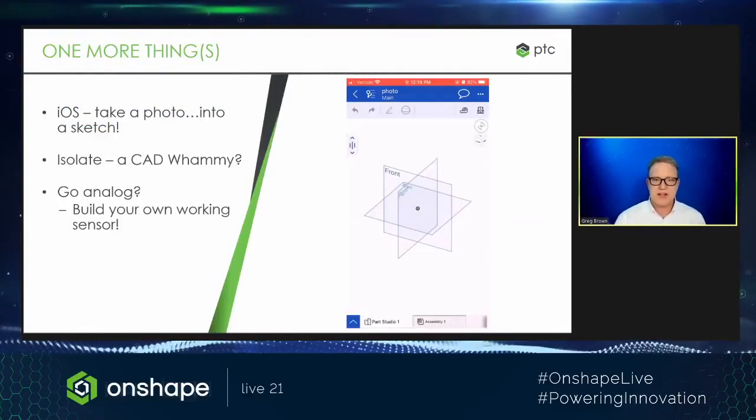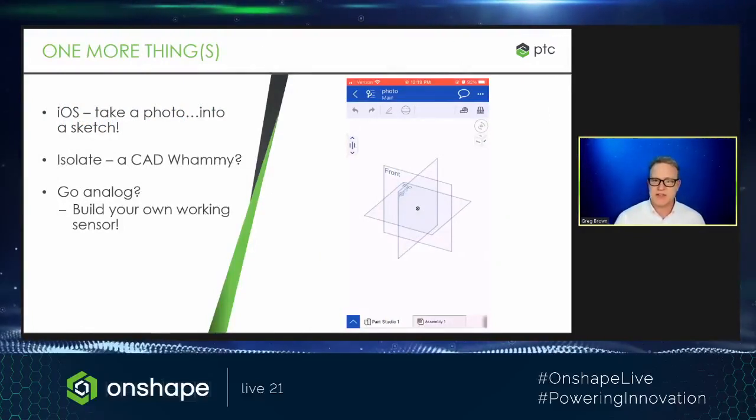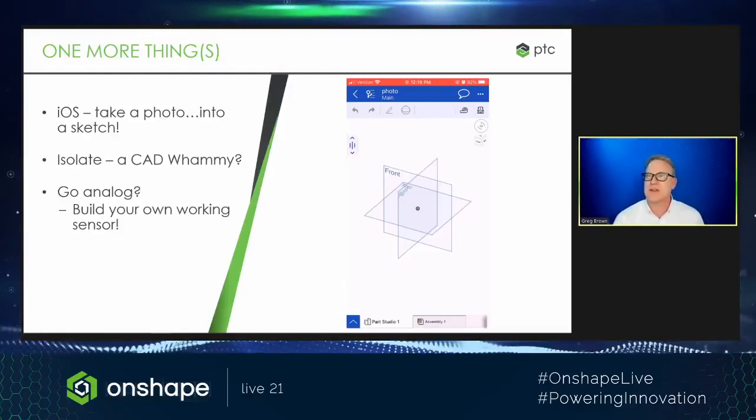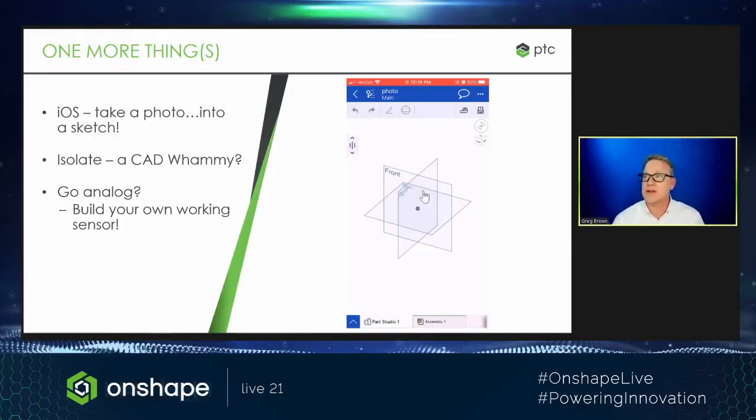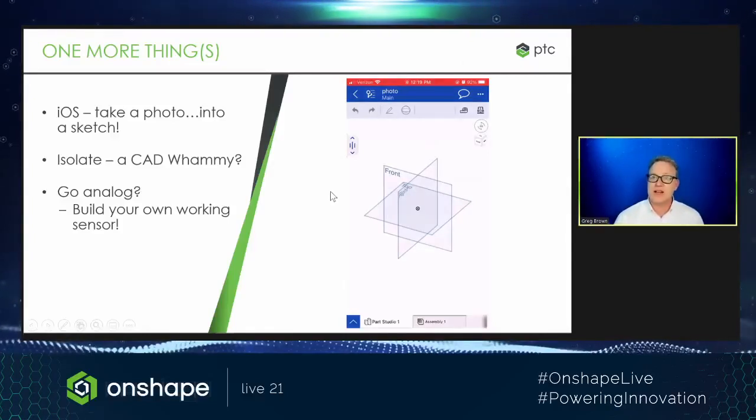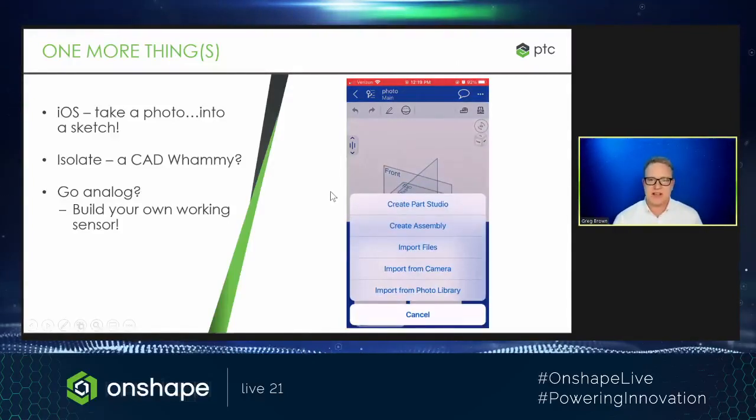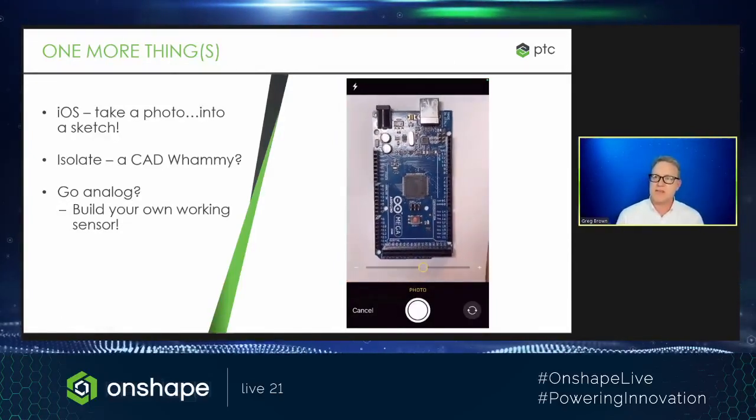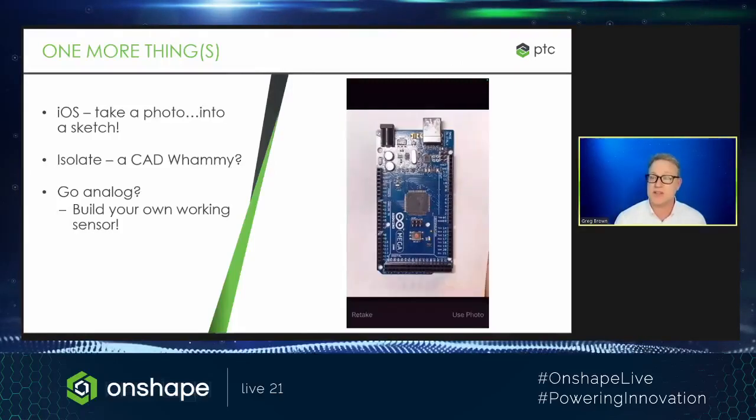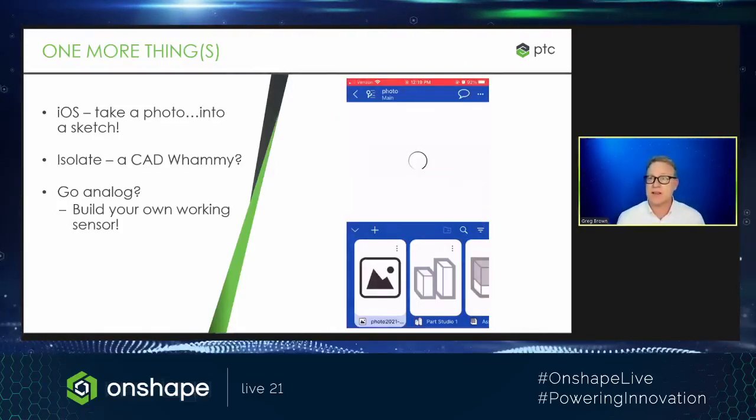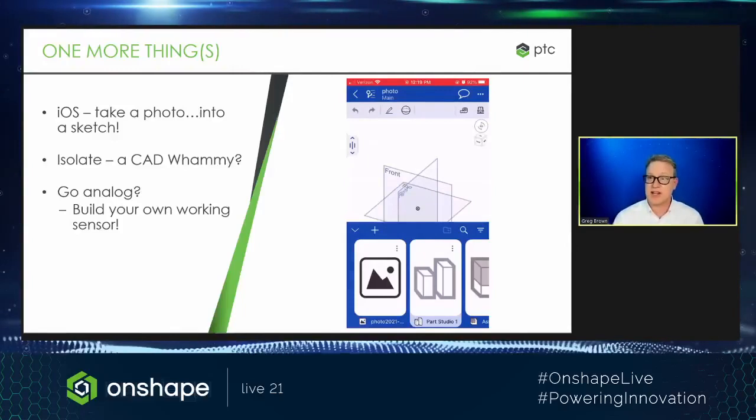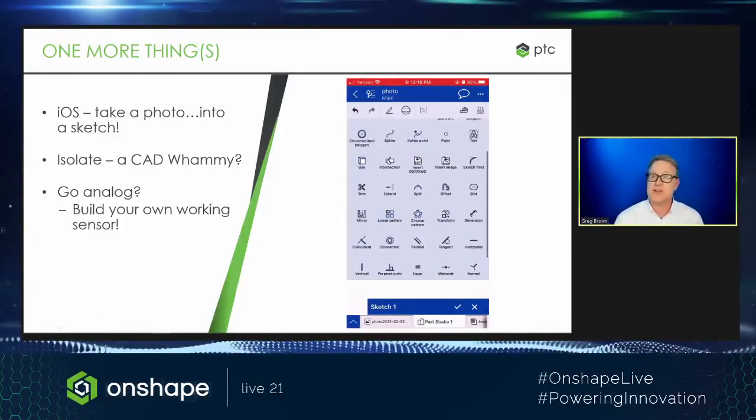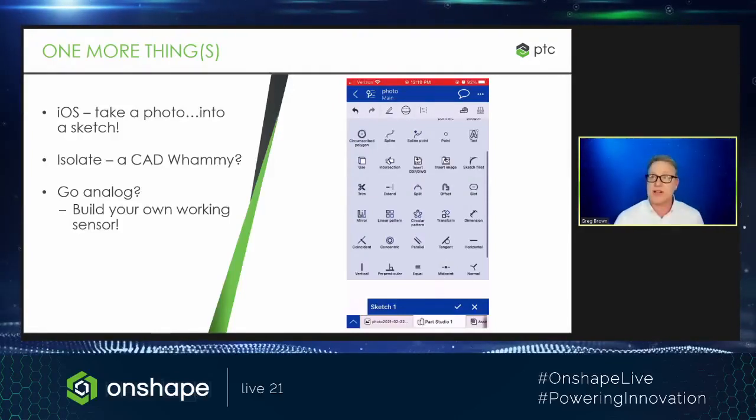Now, in the tradition here of all good tech conferences and presentations, here's one more thing. Did you know that if you have an iOS device like an iPad or an iPhone, you can use the camera to directly import an image into the document that you're working on in the Onshape app? You simply take the photo, you can see it there as an element, and I'm going to start a sketch, and I'm going to select that image and put it in the background of my model.